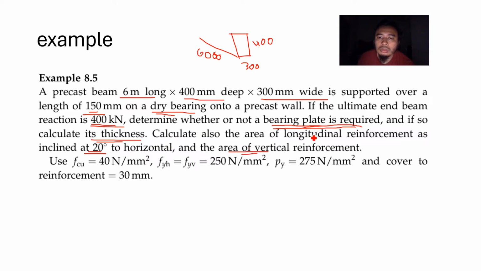So you need to calculate the longitudinal reinforcement, and then the area of vertical reinforcement, your shear link, and then your main bar of the beam. Use grade 40 concrete. Whether it is horizontal or vertical, both use 250 Newton per millimeter square, mild steel, for your main bar and your stirrups. Then your py is 275 Newton per millimeter square, and cover to reinforcement is 30 mm. Your beam has 30 mm cover.